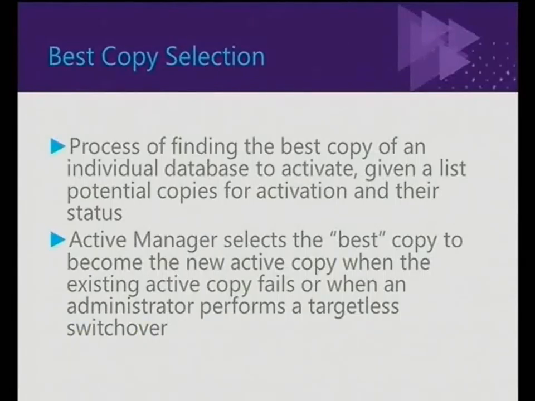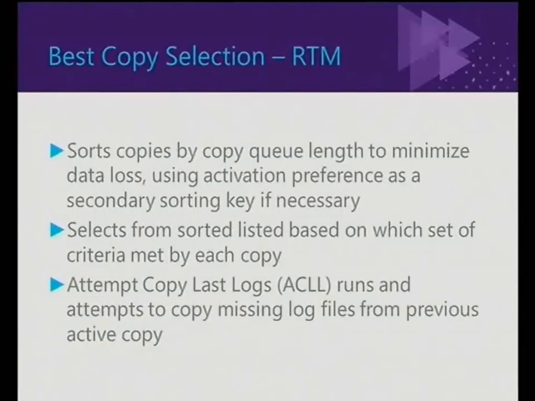So it goes through this BCS, best copy selection process. Now I say best copy because it uses a set of criteria to determine which database to activate. And because of the varying nature of failures and the dynamic nature of passive copies and the differences in the criteria, the database copy that actually has perhaps the best overall copy status may not necessarily be the database that's activated as part of BCS. And we'll see why that is in a minute.